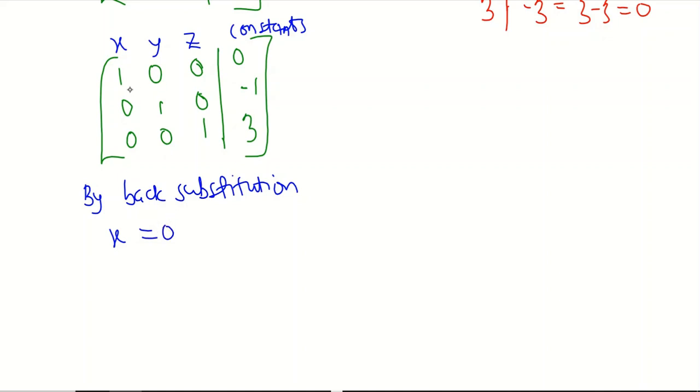And then we move on. 0 times x is 0, 1 times y is y. So we have y to be equal to, now 0 times z is 0, and y is equal to the constant negative 1. And when we come here, 0 times x is 0, 0 times y is 0, 1 times z is z, and then the z is equal to the constant 3. And so this is how we can find the values of x, y, and z using the Gauss-Jordan elimination procedure.